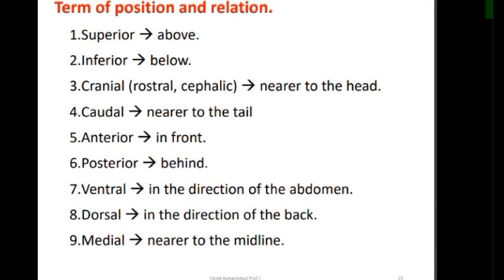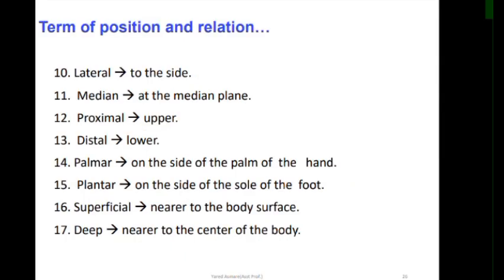5. Anterior means in front. Towards the front of the body. 6. Posterior means behind, away from the front of the body. 7. Ventral means in the direction of the abdomen. 8. Dorsal means in the direction of the back. 9. Medial means nearer to the midline. 10. Lateral means to the side. 11. Median means at the median plane.